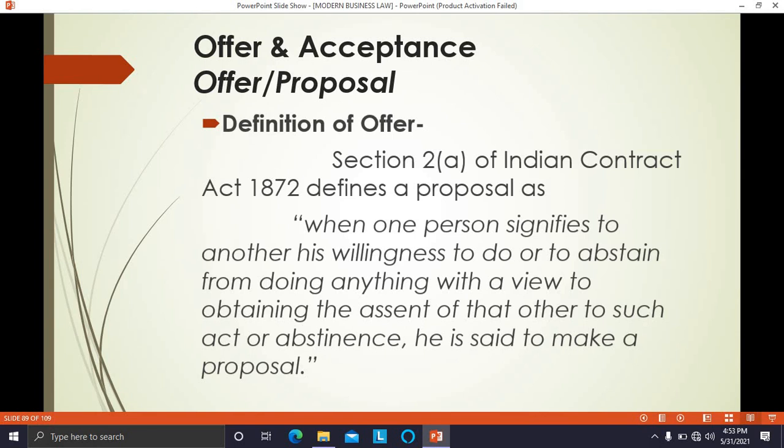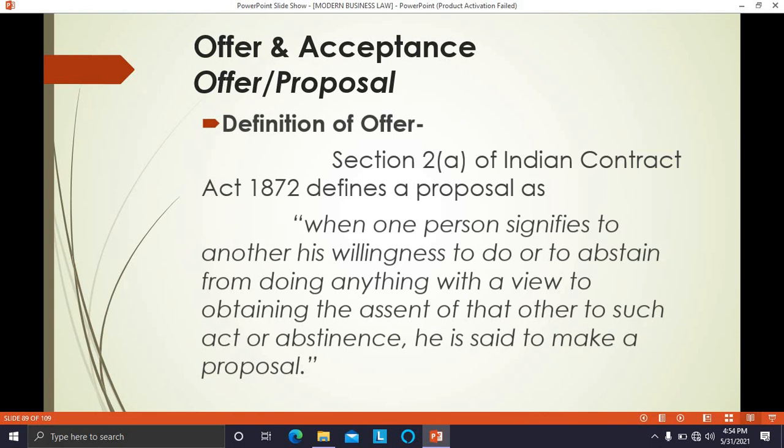Why is he signifying his willingness? With a view to obtaining the assent of that other person to such act or abstinence. Abstinence means not doing something. Then he is said to make a proposal. When one person signifies to another his willingness to do or abstain from doing anything, with a view to obtaining the assent of that other to such act or abstinence, he is said to make a proposal. So this is the definition of offer or proposal.